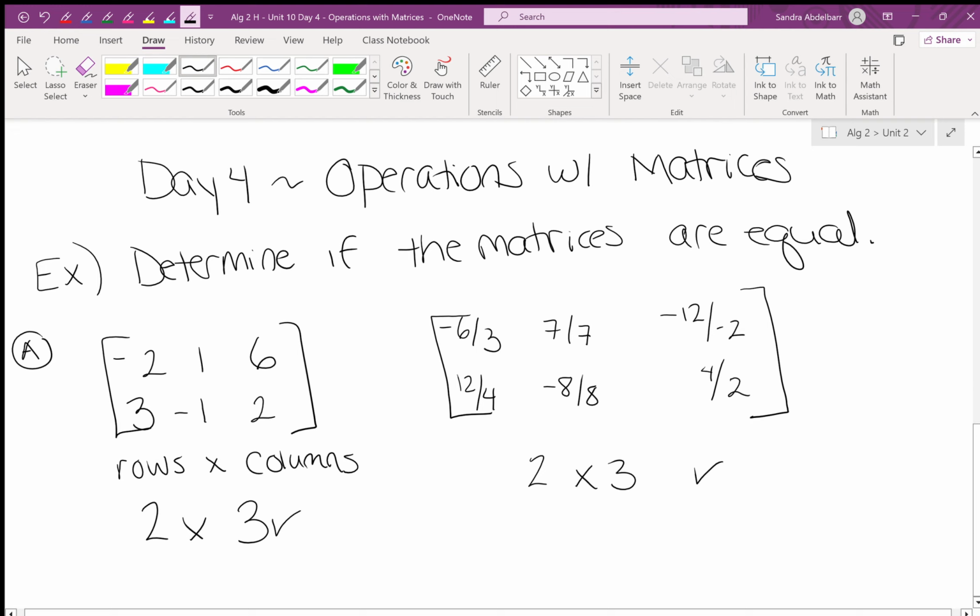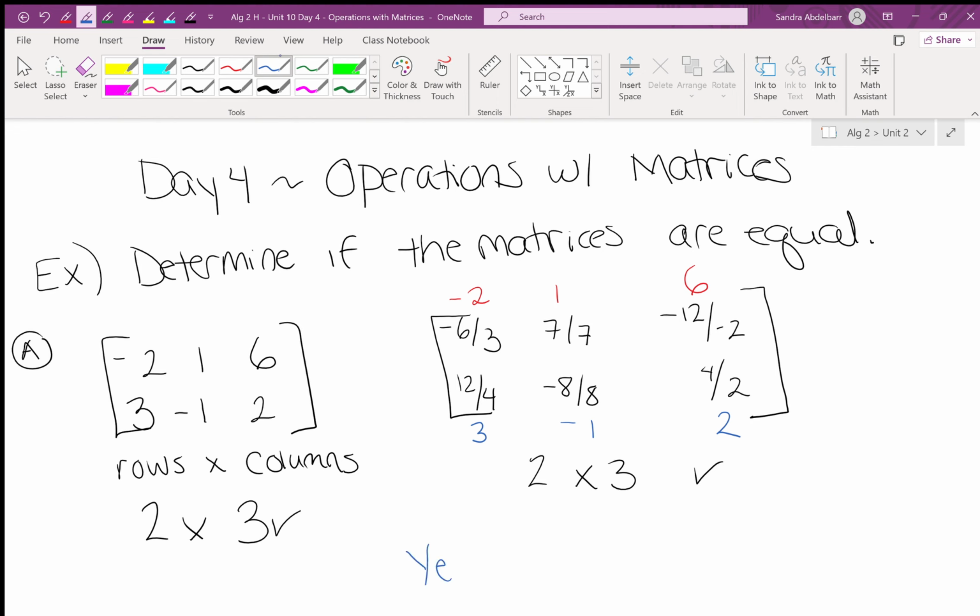Now we need to double check these elements. So obviously the first one, there's nothing I could do with the elements, but the second one, can I simplify down those fractions? So -6/3 reduces down to -2. 7/7 reduces down to 1. -12 over -2, 6. Then for the second row, 12/4 is 3. -8/8 is -1. 4/2 is 2. Do the corresponding elements match up? Are they the same? Corresponding elements are equal. They're the same dimensions. Are these two matrices equal? Yes.